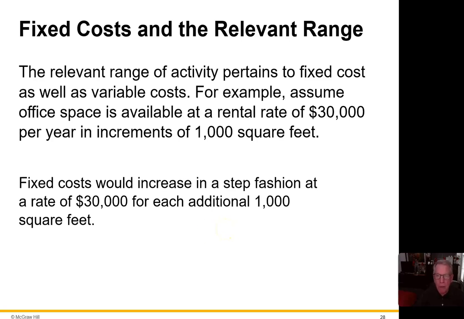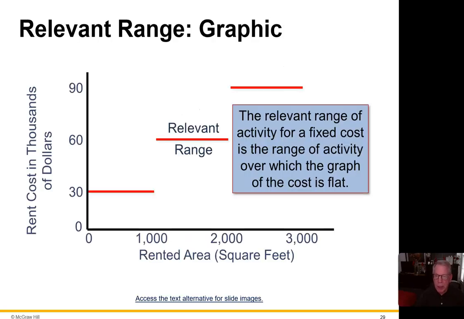For example, office space is available at a rental rate of $30,000 per year in increments of 1,000 square feet. So fixed costs are going to increase in a step fashion at a rate of $30,000 for each additional 1,000 square feet that we need. So that would suggest we have this step function as it's shown here.